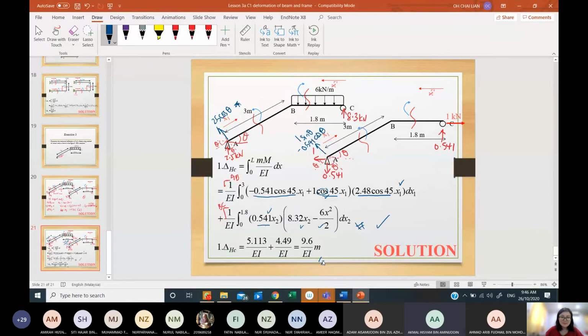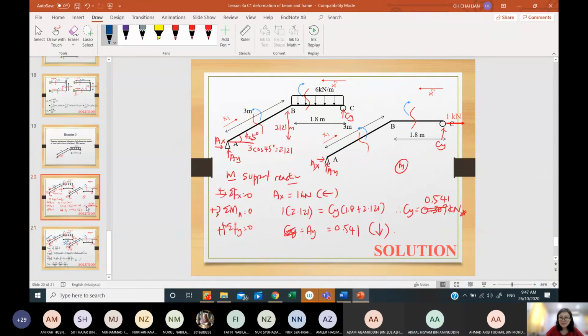At the virtual force, madam. Virtual force, support reaction. I think I got stuck there. Support reaction, okay. Here. If you look at this virtual structure, remember there is no 6 kilonewton per meter. You need to draw this. So this virtual structure should not have this 6 kilonewton per meter, but it has a virtual load of 1 kilonewton acting horizontally at C because we want to determine the horizontal displacement.